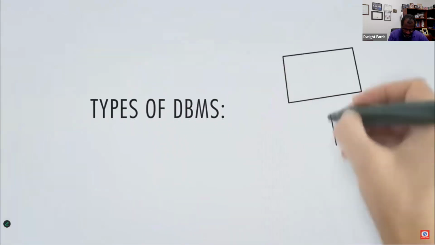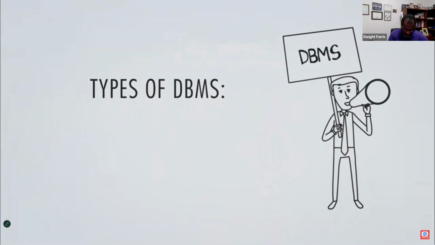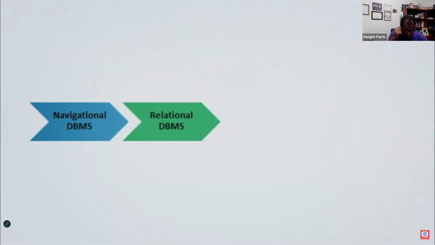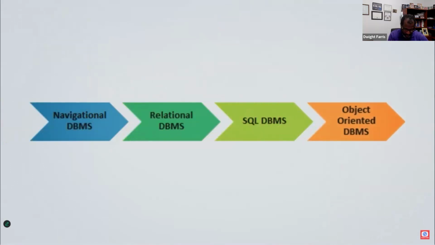Types of DBMS. Let's see how the DBMS family evolved with time. The following diagram shows the evolution of DBMS categories. There are 4 major types of DBMS. Let's look into them in detail.